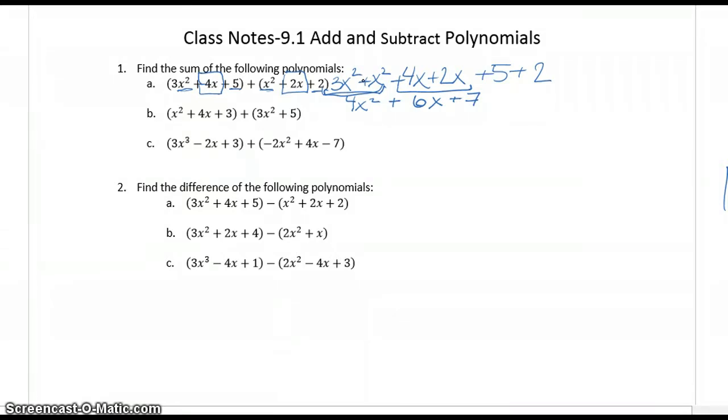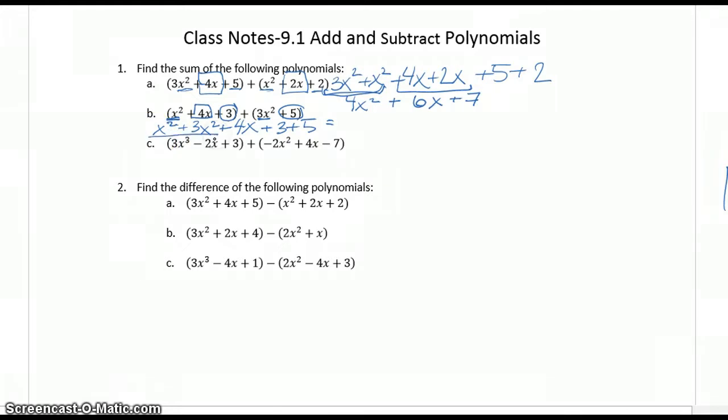Looking at B, we want to look at our terms that have x squared first. So we have 1x squared here and 3x squared here. We have a 4x, and in our second polynomial, we don't have any terms with just an x, so all we have is 4x here. And then our numbers are plus 3 and plus 5. So now that we've rewritten it with like terms together, we can combine those like terms.